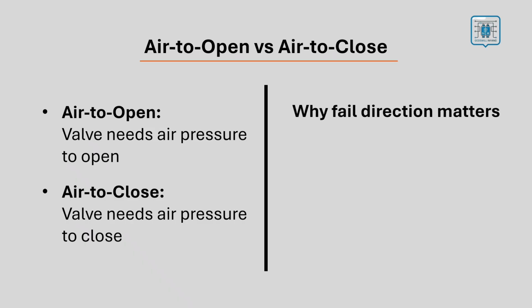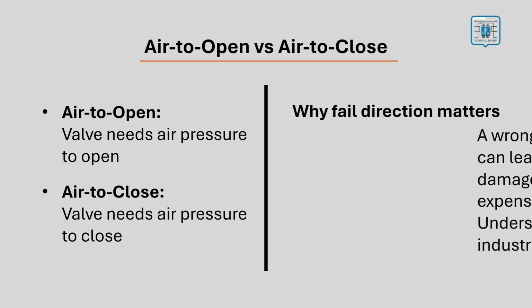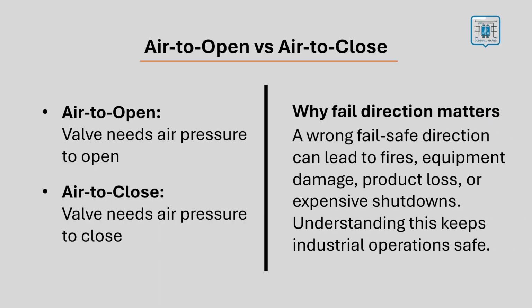Choosing the wrong fail-safe direction can be disastrous, which will lead to fires, equipment damage, product loss, or unplanned shutdowns. And that's why understanding fail direction is essential for plant safety.